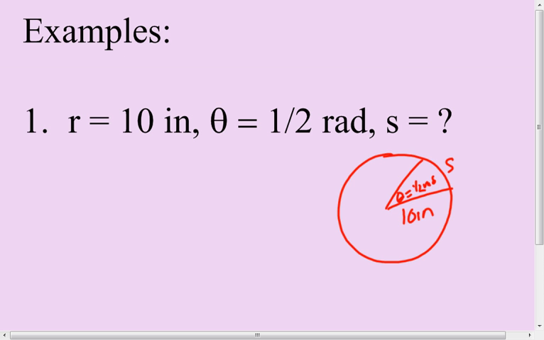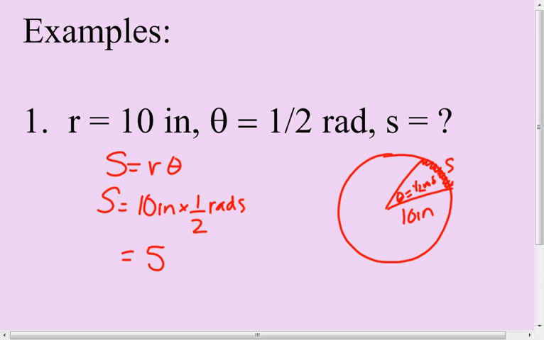Okay, so again, we will use the S equals R theta formula. I don't know my S. My radius is 10 inches, and my theta is 1/2 of a radian. Okay, now, here's the deal. Radians are kind of magical units, I call them. They appear and disappear when you need them to, which I know seems kind of crazy, but I want you to think about this. You are finding an arc length. You are finding this distance right here, okay? When you were multiplying 10 times 1/2, you would get 5. The problem people have sometimes is what units to put it in.